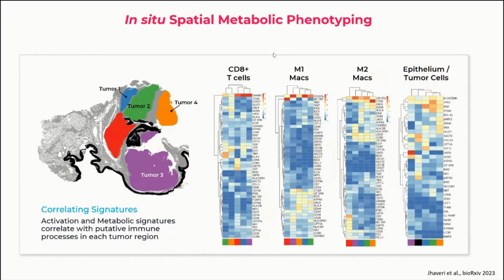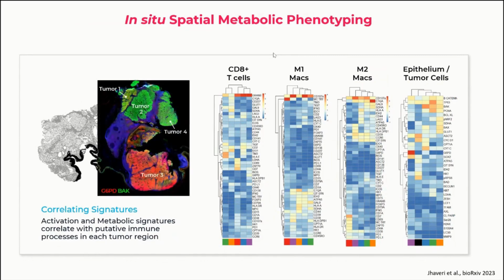And so the takeaway for us from this study was that when we looked at the metabolic profiles of the tumor microenvironment, we saw that G6PD, a marker of metabolic activity, was highly enriched for in tumor region 3. And so that's the area which lacks tertiary lymphoid structures. It has this M2 macrophage phenotype and is highly metabolically active.